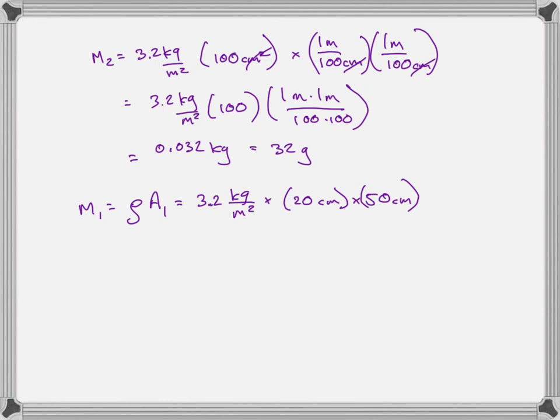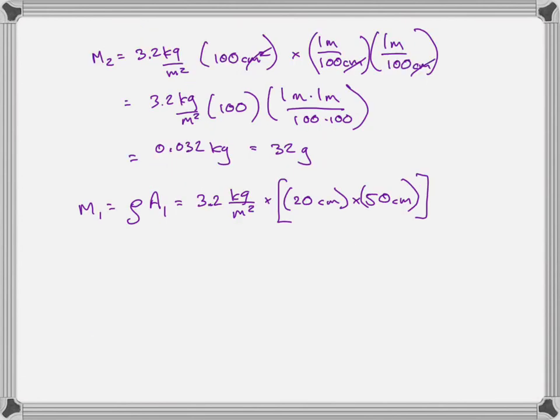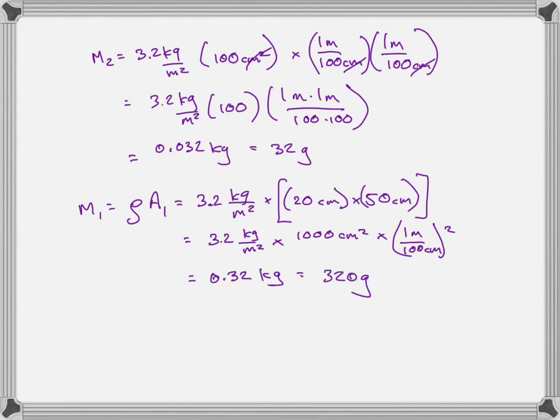Do the same thing for the mass of M1. It's its density times its area, because it's our areal density. 3.2 kilograms per meter squared times the area of M1, which is 20 times 50, and we can do the math. Multiplying 20 times 50, you get 1,000 square centimeters, and doing the unit conversion, 1 meter over 100 centimeters squared in order to cancel the centimeters squared, we get 0.32 kilograms, or 320 grams.